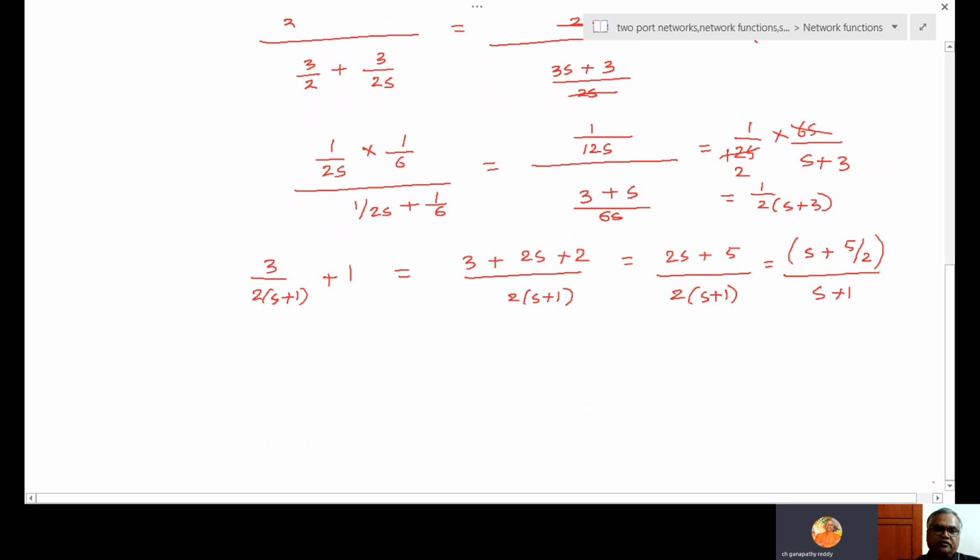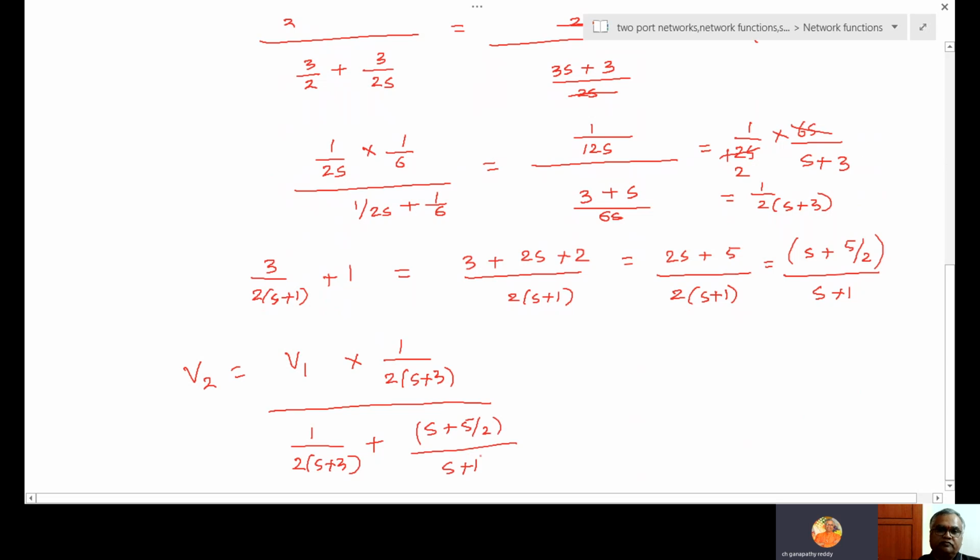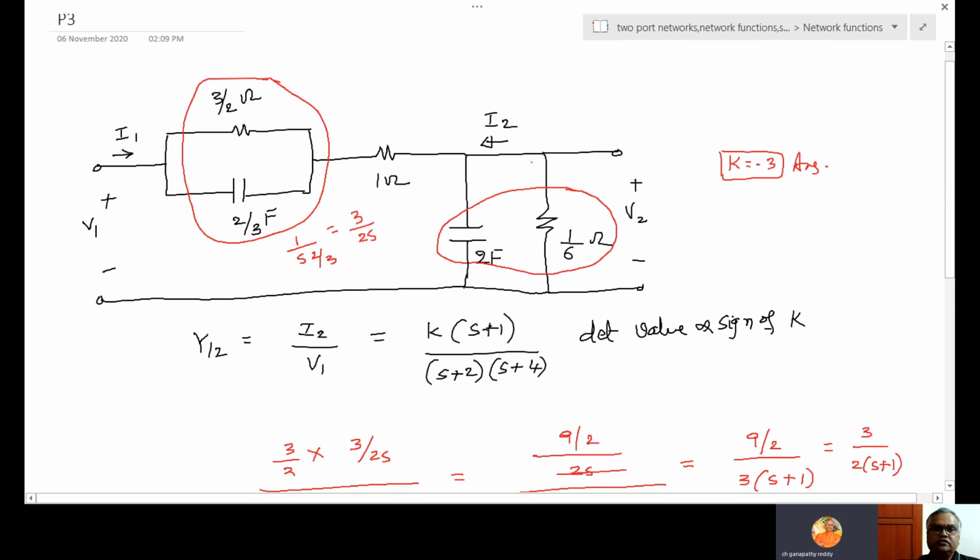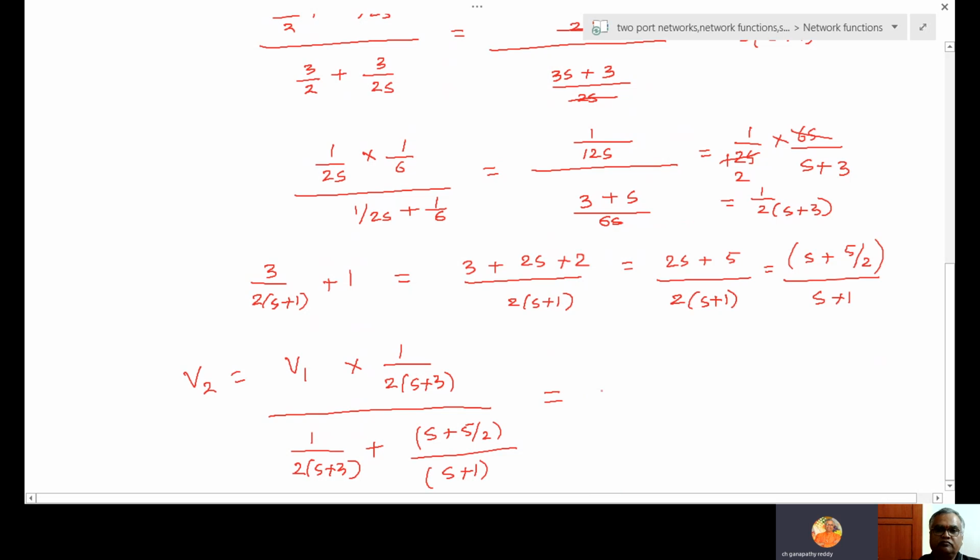Now voltage division between, so V2 is equal to V1 into 1 by 2 into S plus 3, whole divided by 1 by 2 into S plus 3 plus S plus 5 by 2 by S plus 1. But what is the value of V2? This I2 is flowing here now. What is the current in this? This is I2. So started positive, go to negative. What you get is V2 equals minus I2 by 6. So this value is minus I2 by 6.